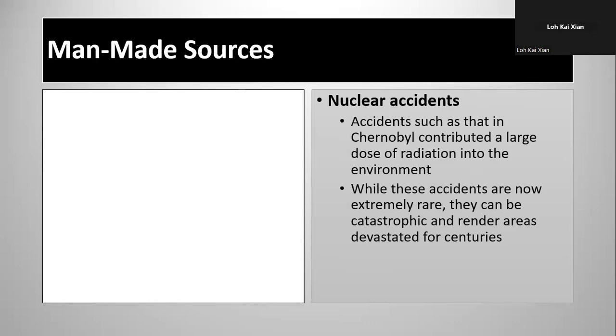Nuclear accident. Accidents such as that in Chernobyl contributed a large dose of radiation into the environment. While these accidents are now extremely rare, they can be catastrophic and render an area devastated for centuries. So in a nuclear accident, it can be dangerous to people around and the surrounding area, and that place can be destroyed for centuries because it's radioactive.